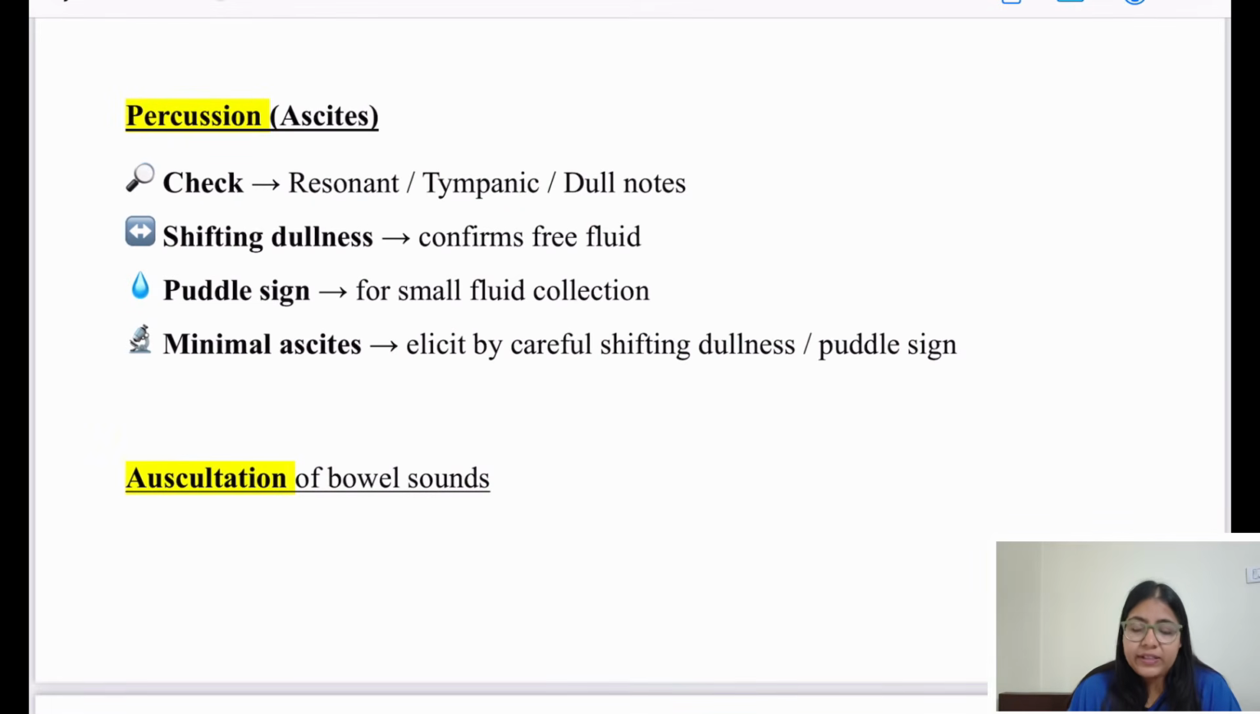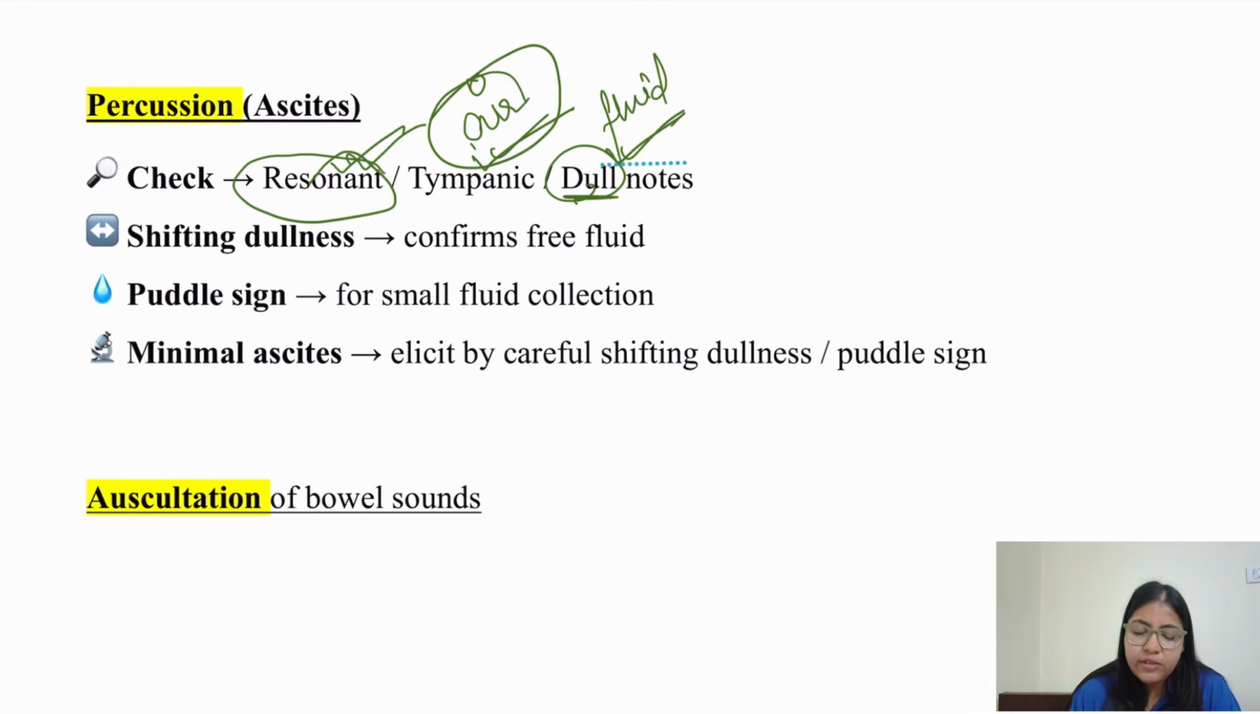So this is how you define the mass on palpation. Percussion is for when you look for ascites. If no ascites, then you check whether the note is resonant, tympanic or dull. This is one question: where do you find a resonant note, where do you find tympanic, and where do you find dull? You tell me in the comment section. And you check for shifting dullness, if you feel there is any ascites, so that confirms free fluid in the abdomen.